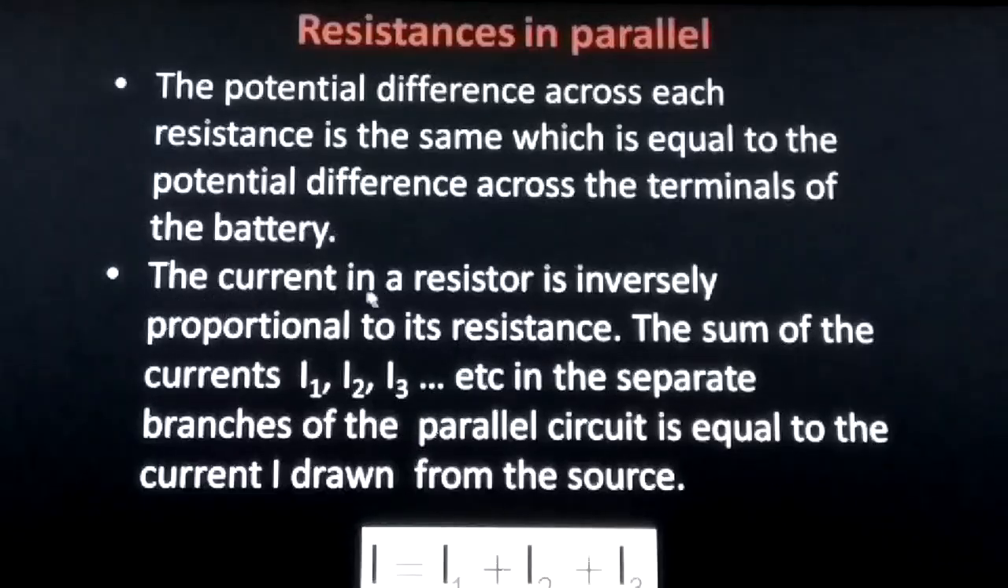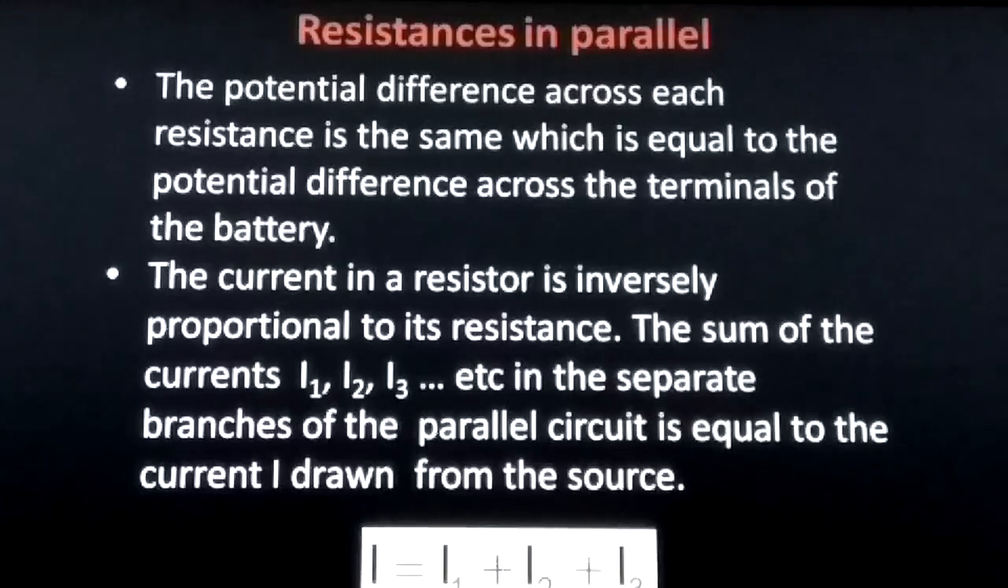The second characteristic is that the current in the resistor is inversely proportional to the resistance. The current passing through the resistors is inversely proportional to the resistance. So the sum of the currents I1, I2, I3, that means we are going to add the currents in the separate branches of the parallel circuit, is equal to the current I drawn from the source. So I equals I1 plus I2 plus I3, I4, etc. So this is the parallel connection.